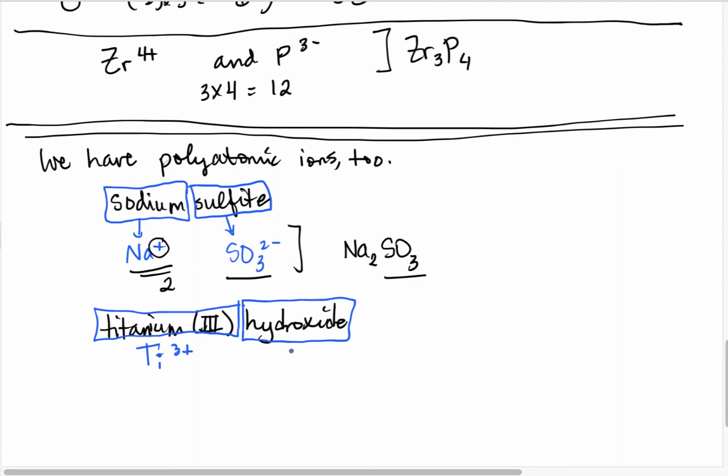So hydroxide is OH-, and I'm going to need 3 of them because this is a +3 and this is a -1. So we indicate that with a subscript, just like we did before, but this is polyatomic, so the subscript needs to go around the whole thing. So we're going to use parentheses, and then we'll have a subscript 3 outside of the parentheses.